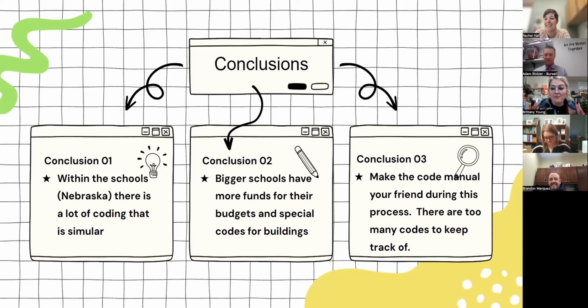So my first conclusion was that within the schools in Nebraska, because we're all in Nebraska, there is a lot of coding that is similar, and that's something we all addressed. The second conclusion is that bigger schools have more funds for their budgets and special codes for buildings. And the last one is making the code book and any helpful websites, like NDE, your friend. Because there are so many codes, you're never going to remember or memorize them.